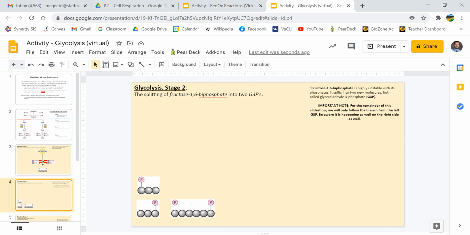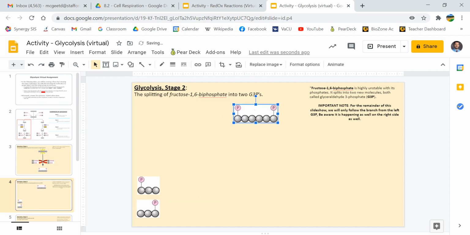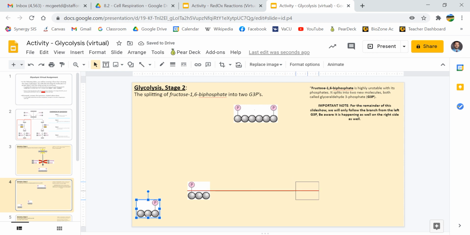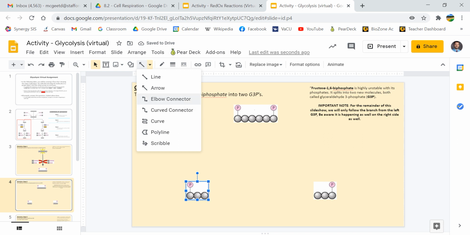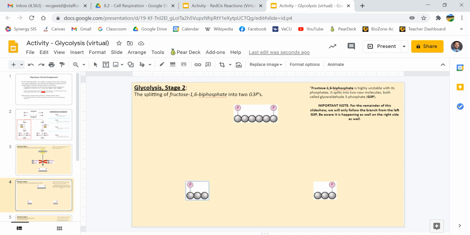And that brings us to step 2. It's going to be so destabilized, it's going to want to split in half because it's simply not going to be stable enough to stay like this. Okay? So what we're going to do for the next one here is draw another arrow. Now, I'm not sure if this is going to work, but we'll see because the scribble tool didn't want to work last time. Okay, it worked there for some reason.